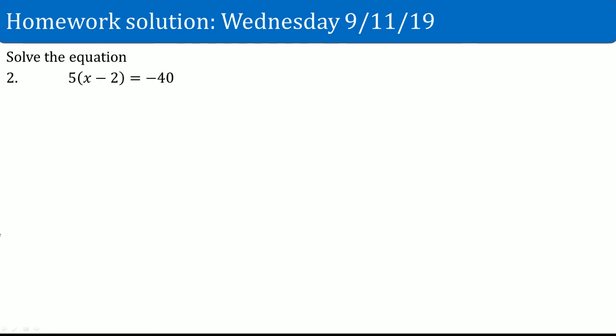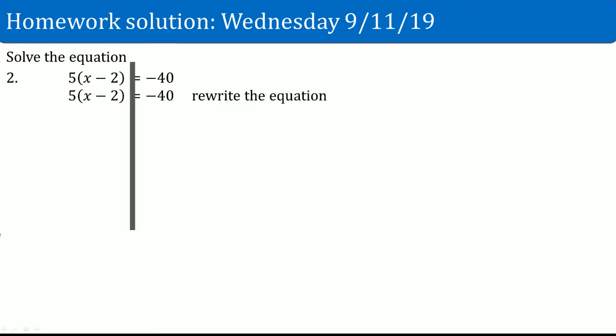Number 2, 5 parentheses x minus 2, close the parentheses, is equal to negative 40. First step is always to rewrite the equation, then draw a line straight down to separate the left from the right. We have to deal with the parentheses. How do we deal with the parentheses? We distribute by the term in front. The term in front of the parentheses right now is that 5. So 5 is going to multiply to x, and 5 is going to multiply to the negative 2. And that is all going to be equal to negative 40.